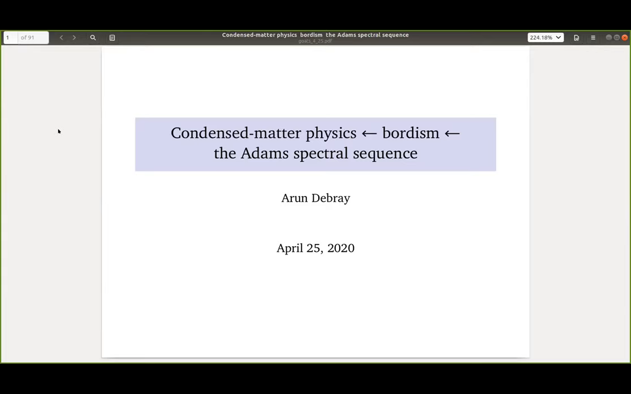So without further ado, I'm going to talk to you about an application in condensed matter physics of something called Bordism, which I'll explain. And then the main computational tool that you can use to compute these things, the Atiyah-Hirzebruch spectral sequence.